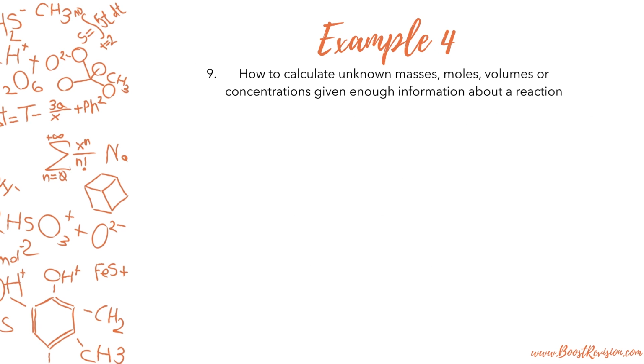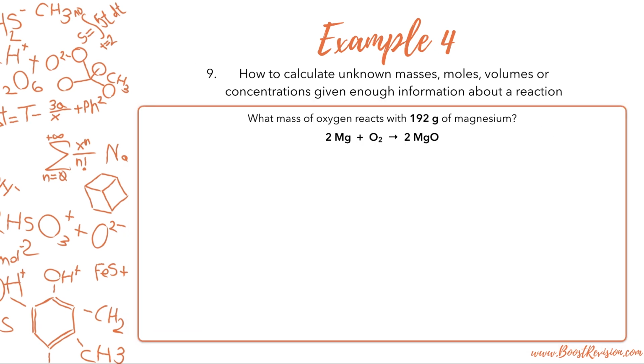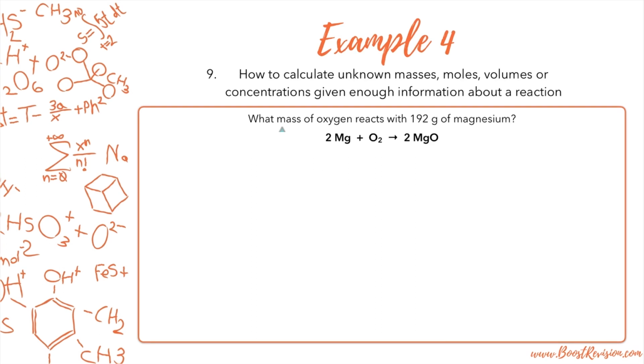The first one is to calculate an unknown mass of oxygen from a mass of magnesium. In this first one, we're given the balanced symbol equation for a reaction between magnesium and oxygen, making magnesium oxide. And we're asked what mass of oxygen reacts with 192 grams of magnesium. See if you can have a go before you watch my explained answer.